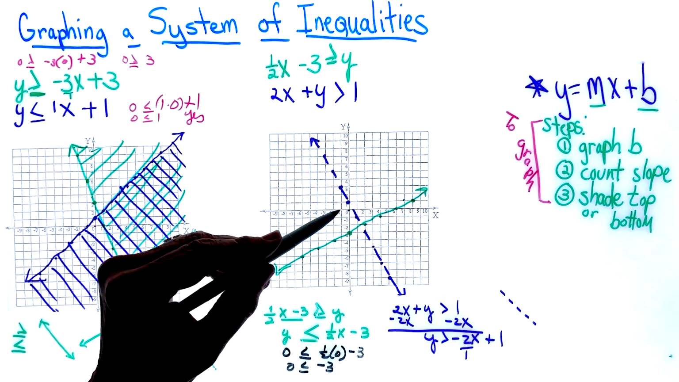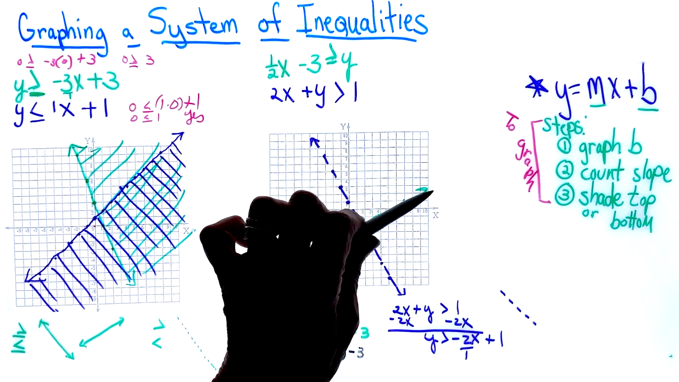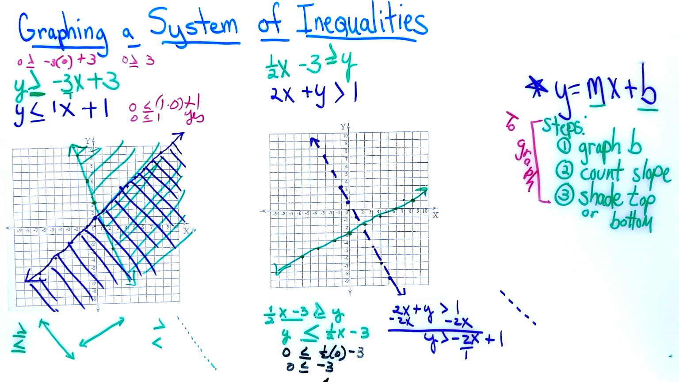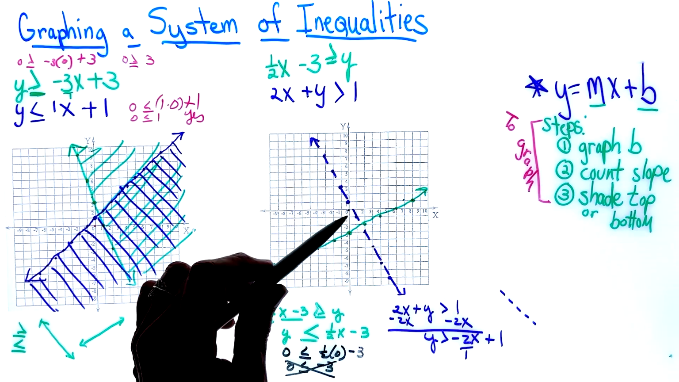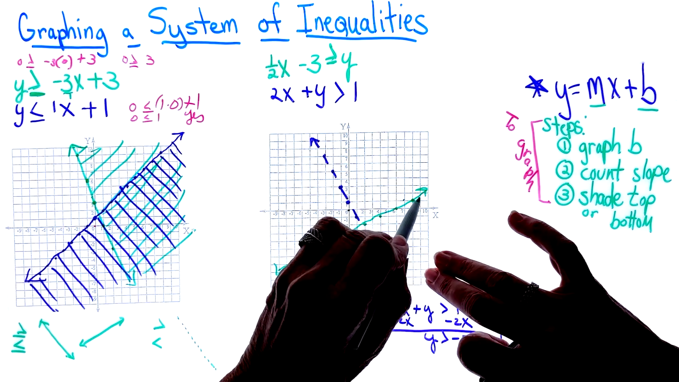Again, that's not true. So when I'm looking at my green line, do we shade on the top where the 0 is? No, we got a false statement. So we know that we have to shade on the bottom of the green line. And here it is.